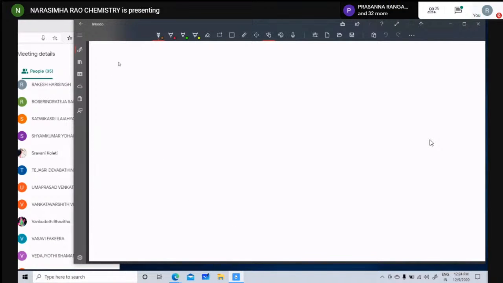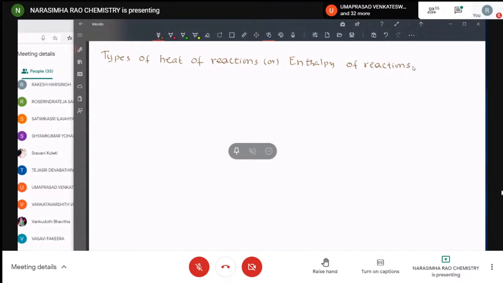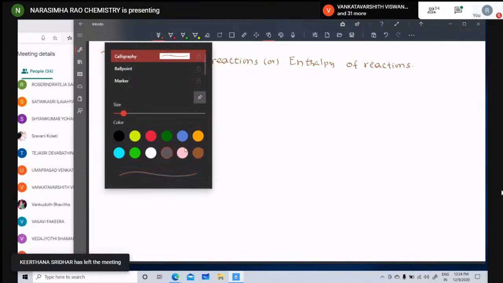Types of heat of reactions. Heat of reactions are enthalpy of reactions. It's clear. Let me discuss what is the enthalpy of reaction.